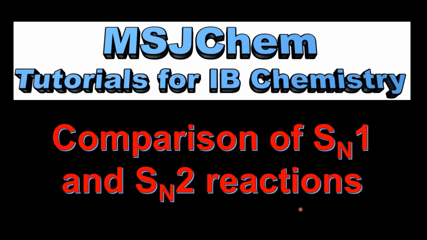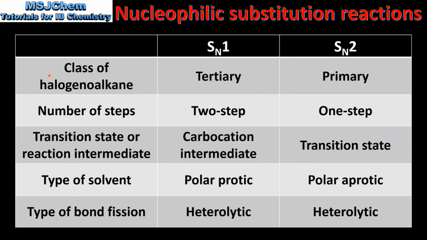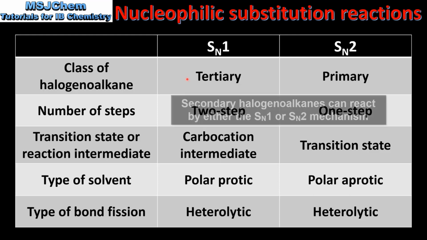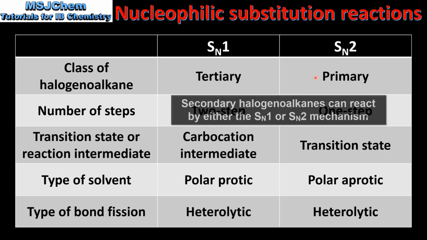This is MSJ Chem. In this video, I'll be looking at a comparison of SN1 and SN2 reactions. So we'll start by looking at the class of halogenoalkane. Tertiary halogenoalkanes react via the SN1 mechanism. Primary halogenoalkanes react via the SN2 mechanism.